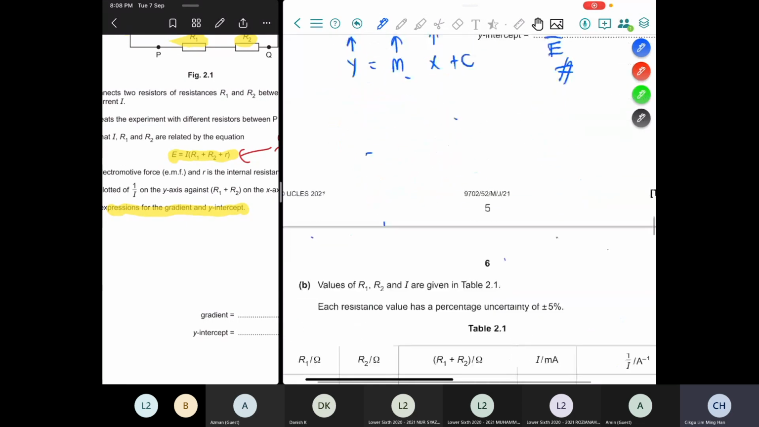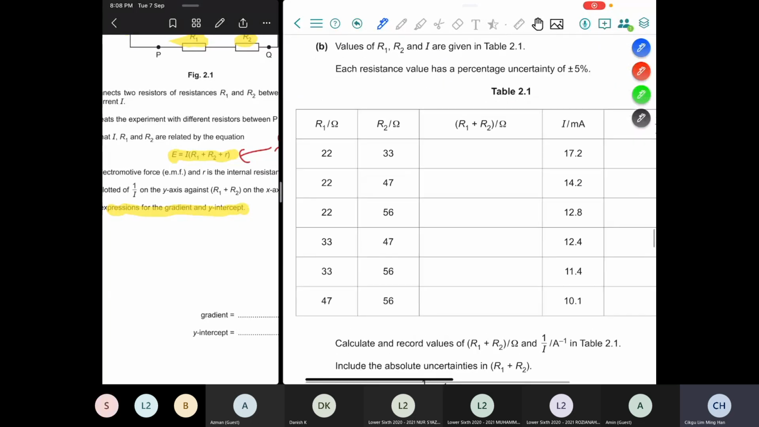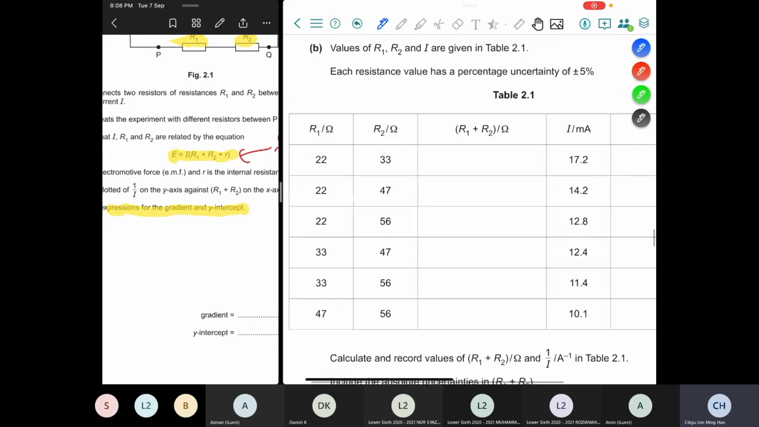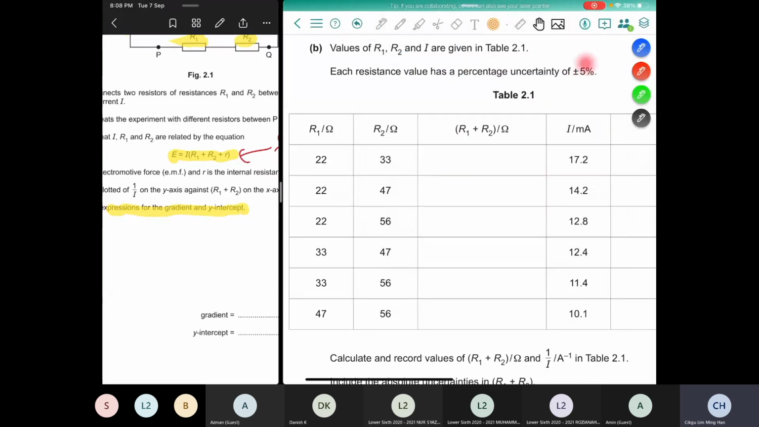Alright, so we move on to the next one. We have the table, of course. So this table, we are given the uncertainty. The uncertainty is plus minus 5%, so each of these is plus minus 5%. To get the R plus 1 is very easy. You just need to add it up.